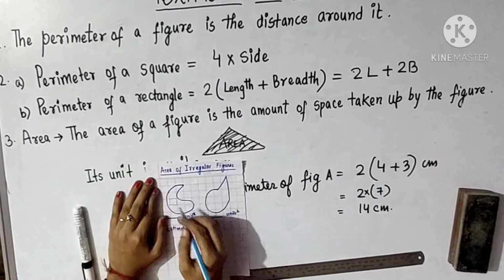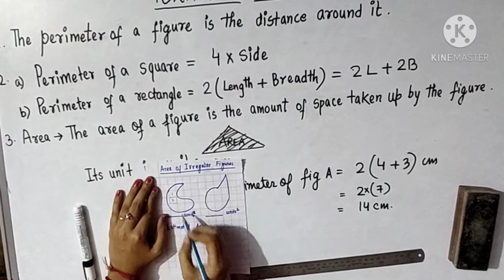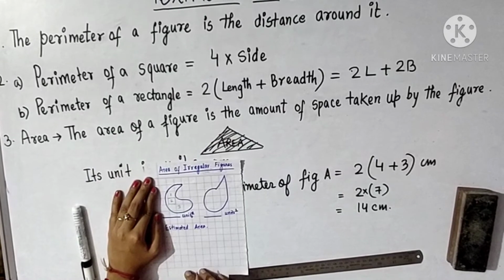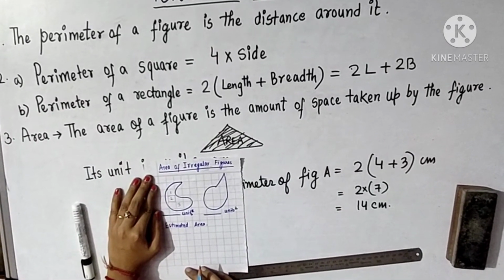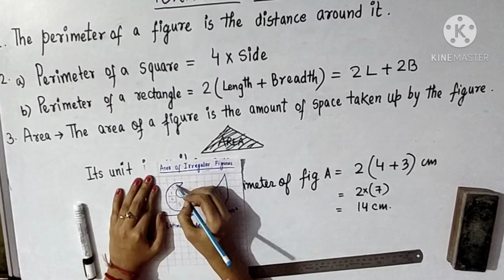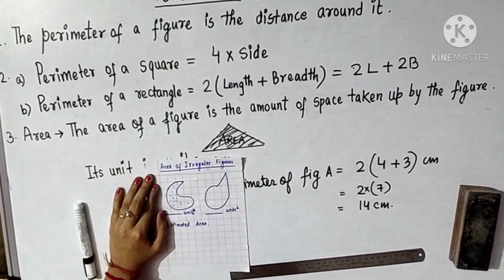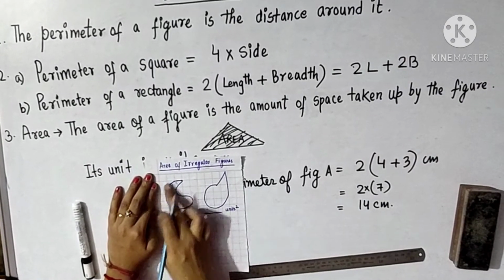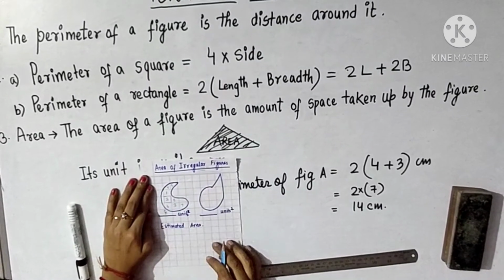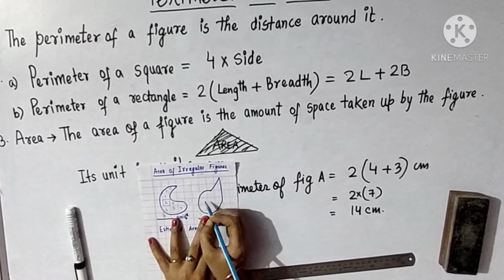Now let us first count the complete squares. 1, 2, 3. So the total number of complete squares is 3. Now let us count half squares and more than half. 4, 5, 6, 7, 8. So what is the estimated area? 8 unit square.